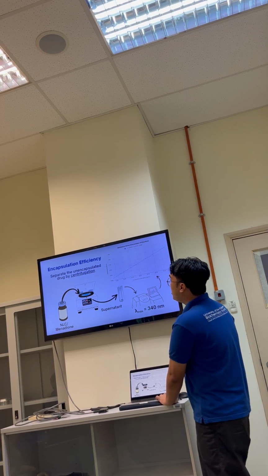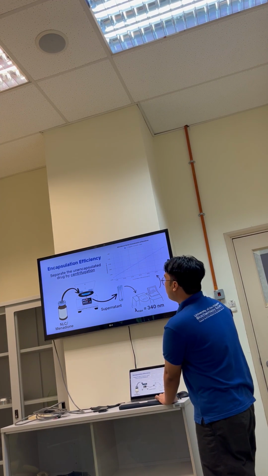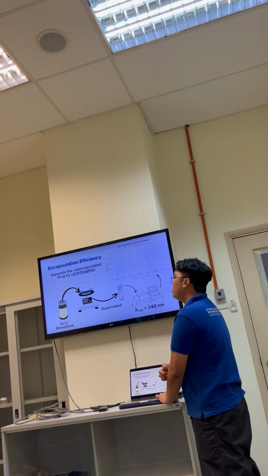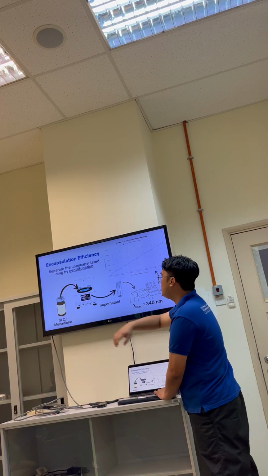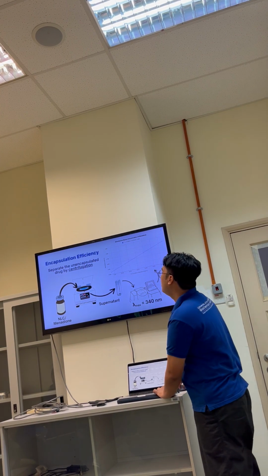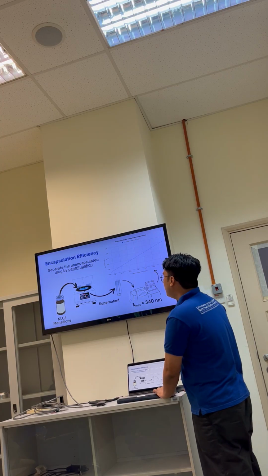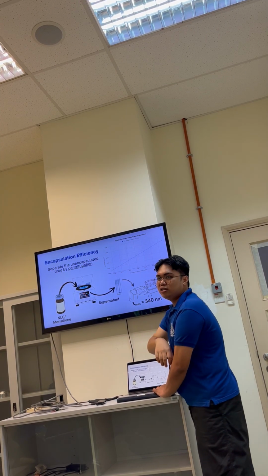Then we can get the encapsulation efficiency of the drug-loaded NLC. First, we have to separate the unencapsulated forms of the drug though, and we can do so by simple centrifugation at, I'm sorry, I haven't put, 15,000 RPM. And we just take the supernatant, and that would show us the unencapsulated drug content.